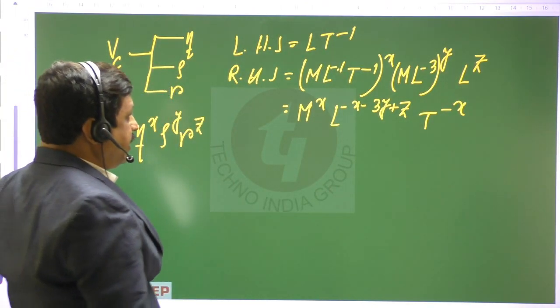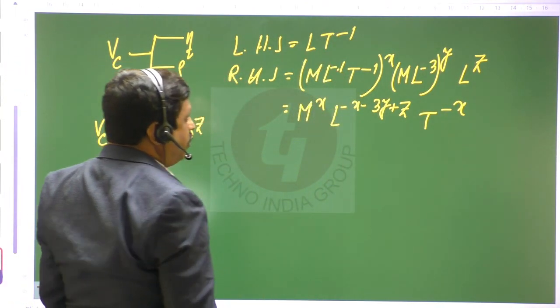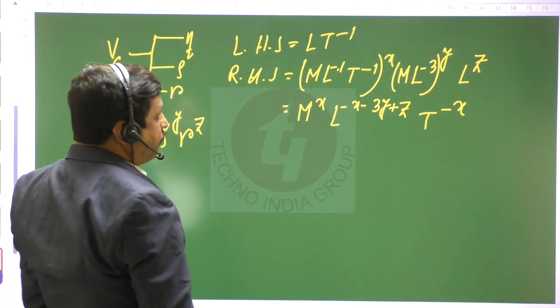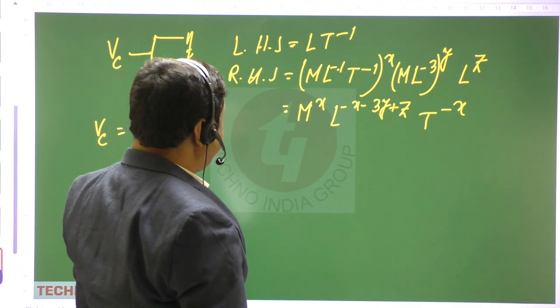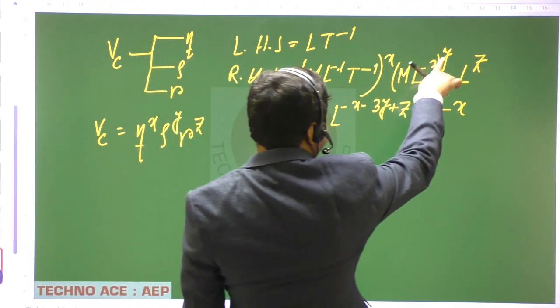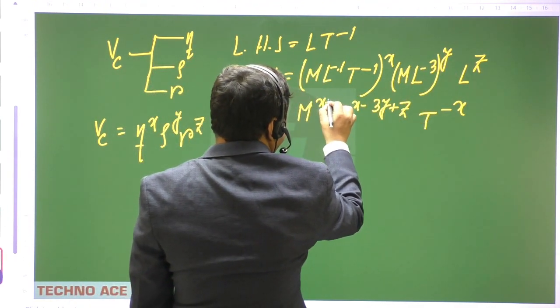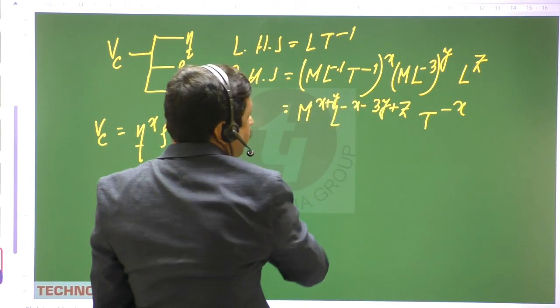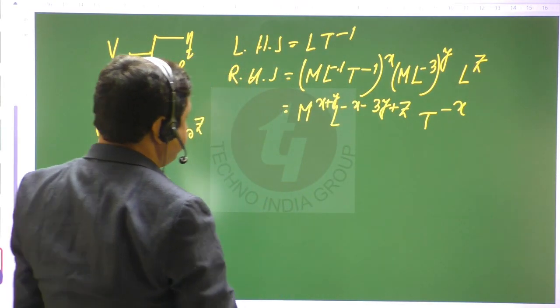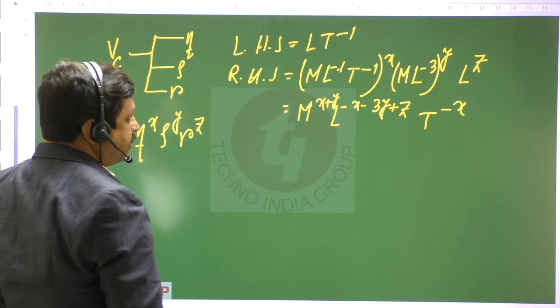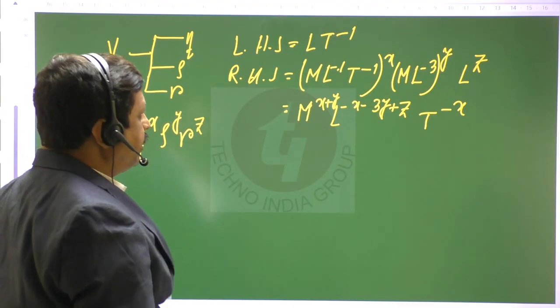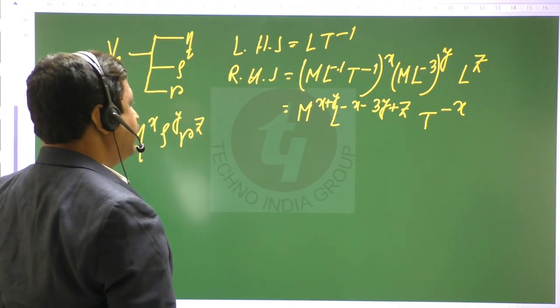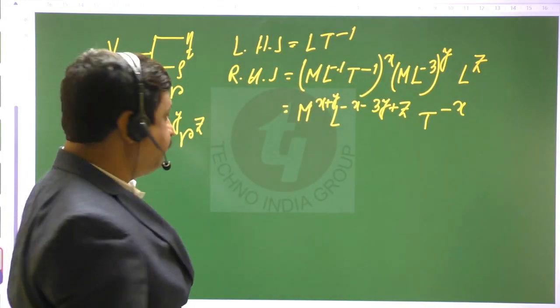And left hand side and right hand side have the same dimension. So what will be the value of, sorry, m here, there is an m, right? So m to the power x plus y, I think that is right. m to the power x plus y, L to the power minus x, minus 3y plus z, and t to the power minus x, exactly, right?